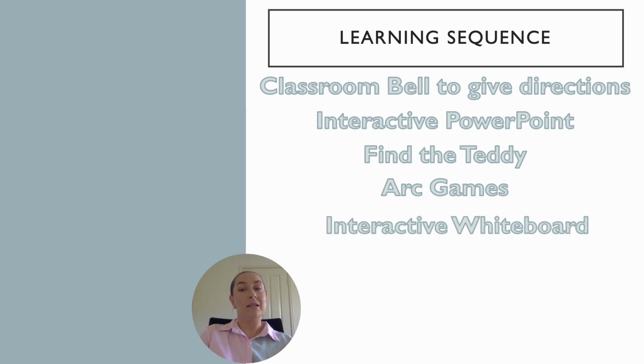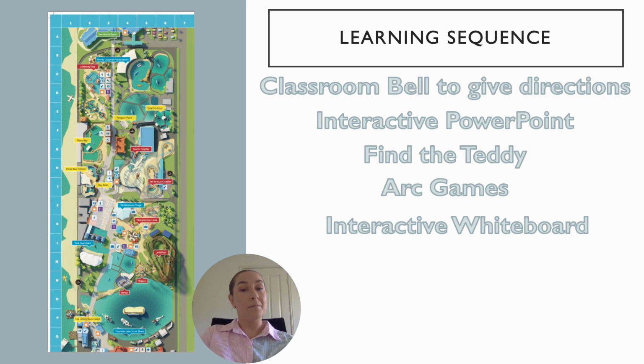Next is a whole class activity that will incorporate the interactive whiteboard. A map of something that will interest students, for example SeaWorld, will be placed on the whiteboard. Then the teacher will pick a student to come up to the board and give directions to a given location, while they draw using the pen at the same time.